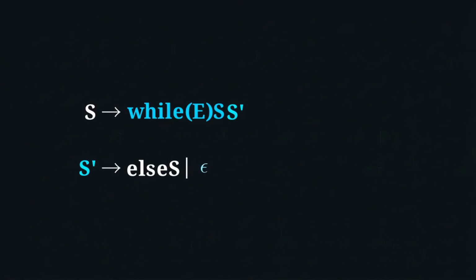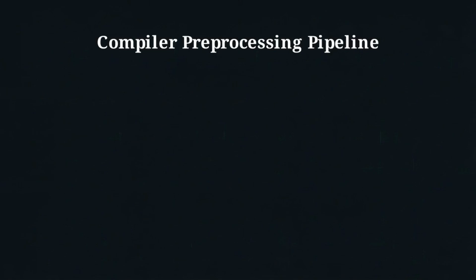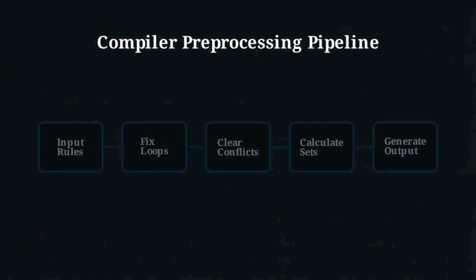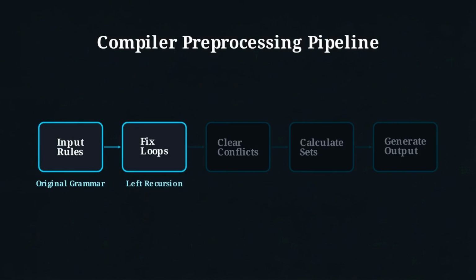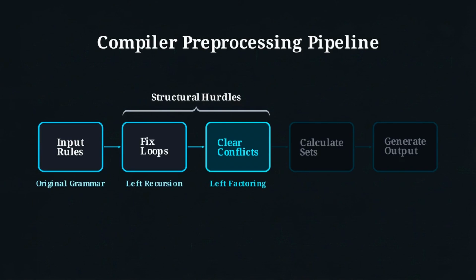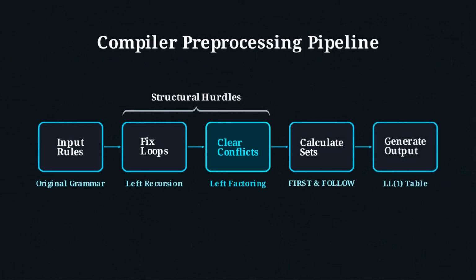Left factoring occupies a specific, immovable spot in compiler design. You take your original grammar, strip out the left recursion, and then execute left factoring. Only after clearing both of those structural hurdles can you move forward to compute your first and follow sets and build an LL1 parsing table.